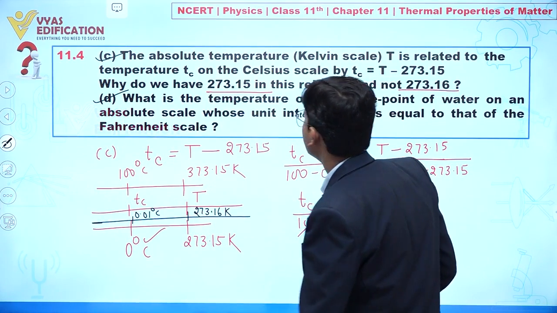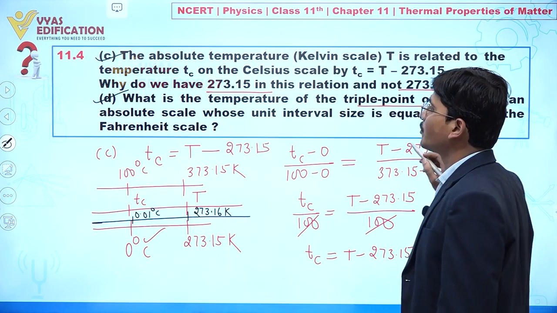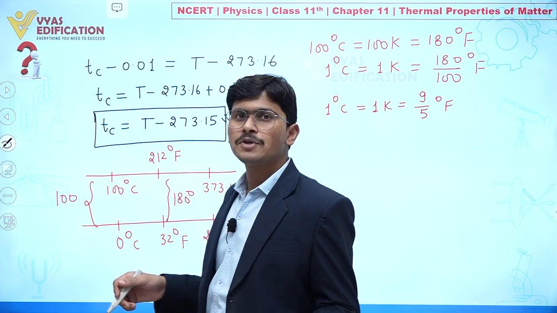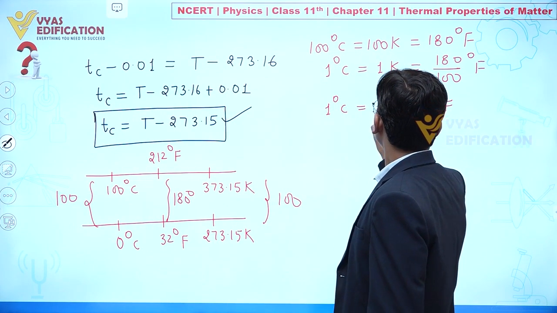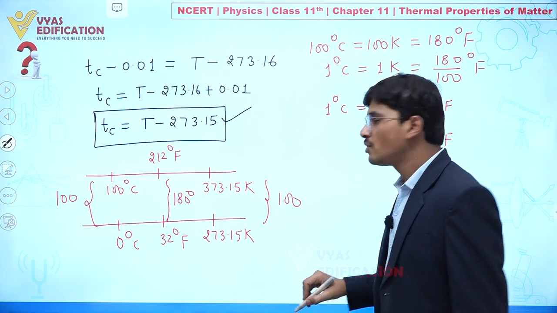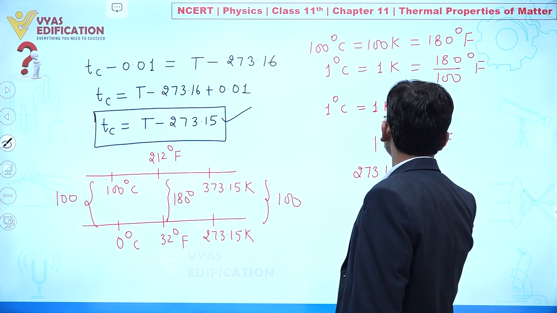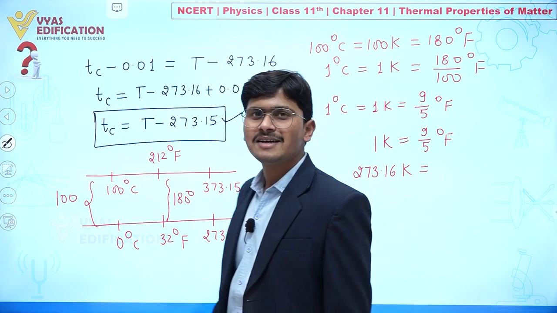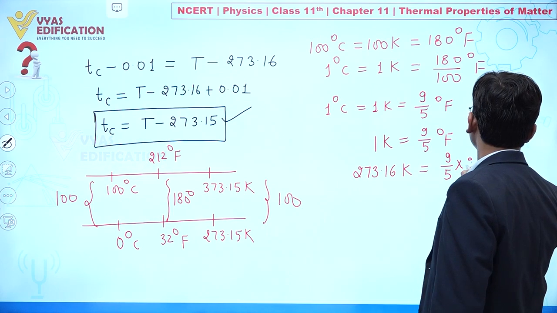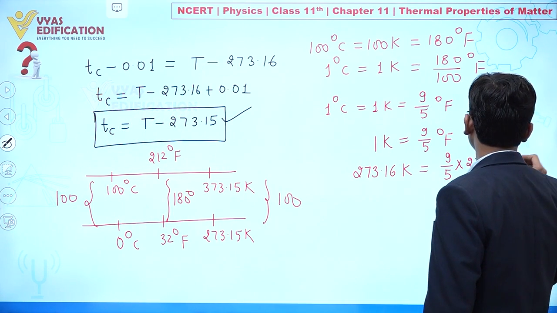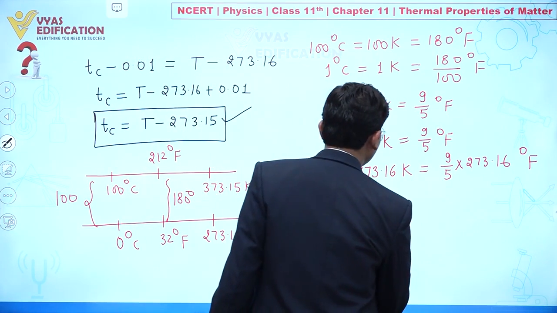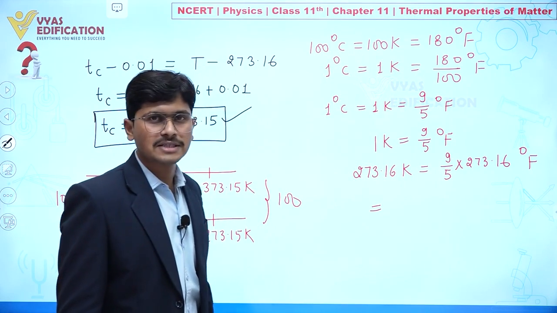In this question it is given: what is the temperature of the triple point of water on the Fahrenheit scale? So let's suppose we are talking about the Fahrenheit scale. 1 Kelvin is equal to 9 by 5 times degree Fahrenheit. Clear? So if you are talking about the triple point of water, that is 273.16 Kelvin. This should be equal to 9 by 5 times 273.16, and this is in degree Fahrenheit. Clear? So from here, we are multiplying 9 with 273.16.